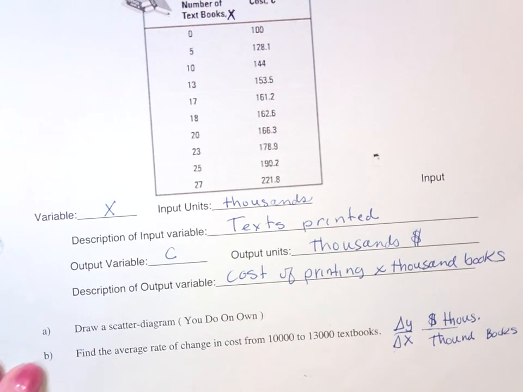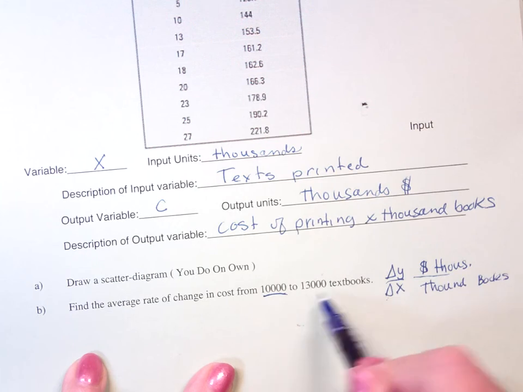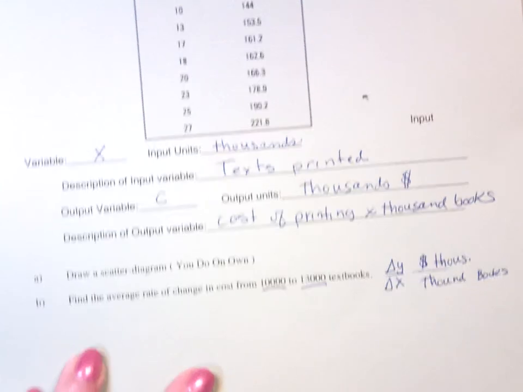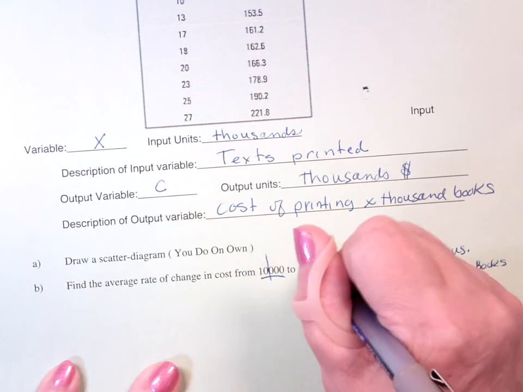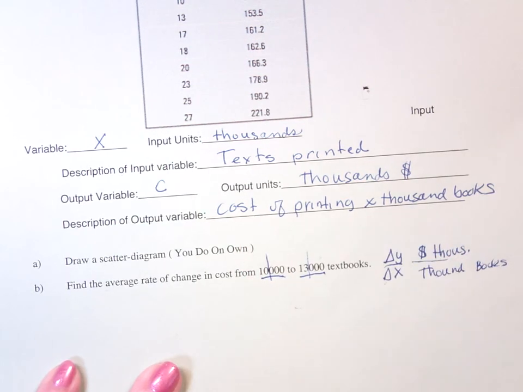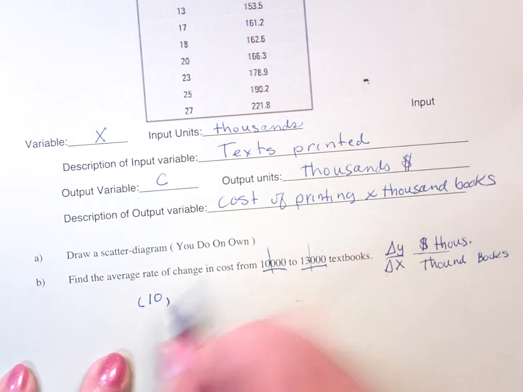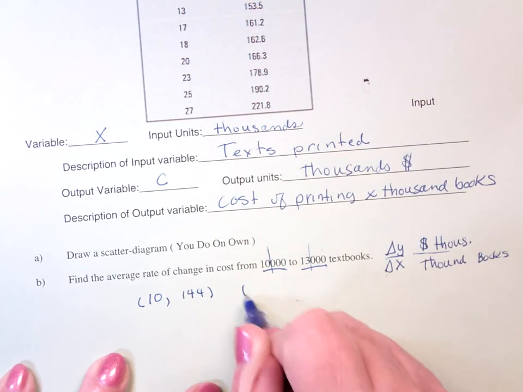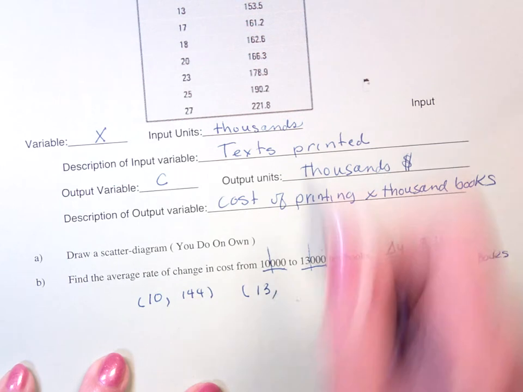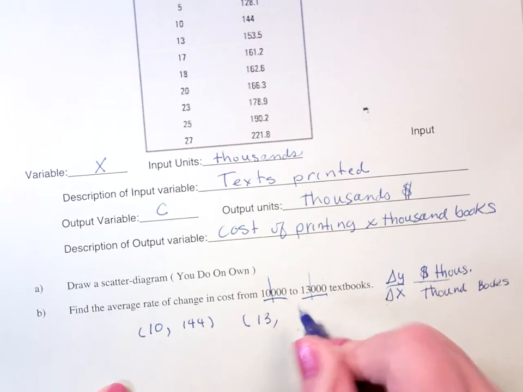Scatter diagram, of course, you do on your own. Find the average rate of change between 1,000 and 13,000. Since the number of books are in thousands, it's between 10 and 13. So my coordinate points would be x equal 10, y equal 144, and x equal 13, y equal 153.5.